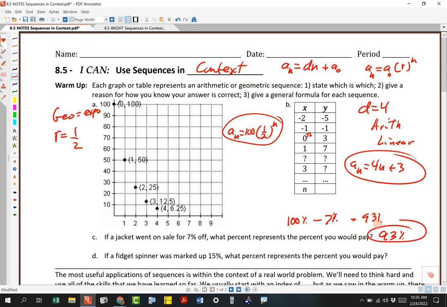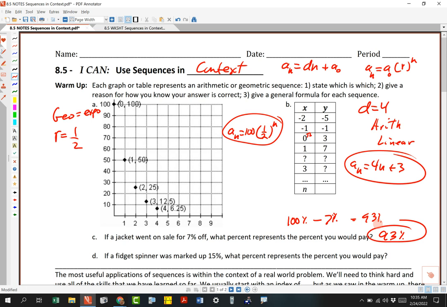I do have just kind of a side question for you. If you were to put 93% in your calculator, how do you put 93% into the calculator? We do this almost every day when we're correcting assignments. Megan? 0.93. Very good. Okay. All right.